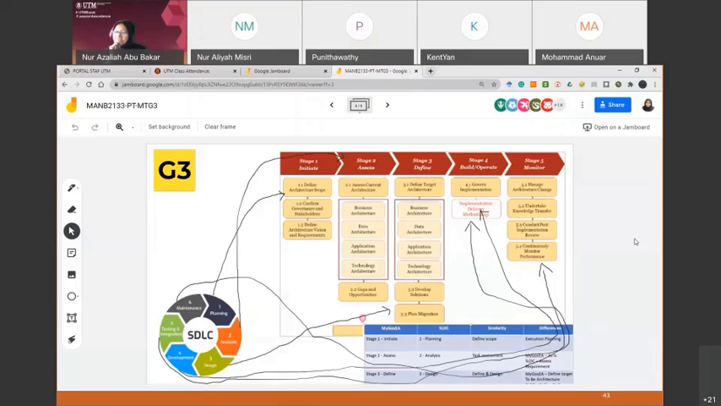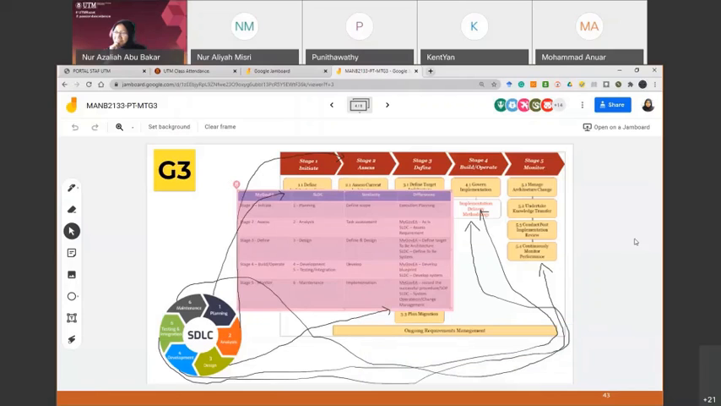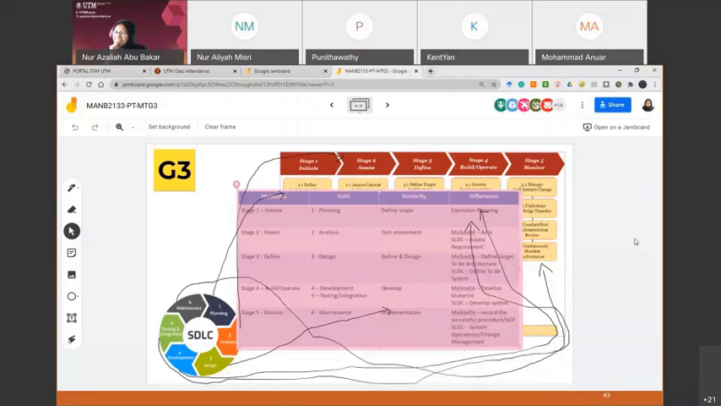As you can see, there is an arrow over here and there. We are trying to discuss and map between one and another. SDLC and MyGov EA have some major similarities between them. Let me bring the table here for better visualization. As you can see, MyGov EA and SDLC.